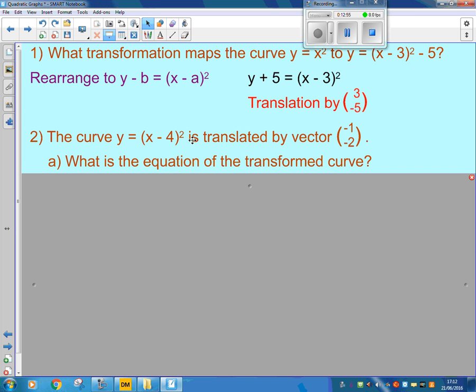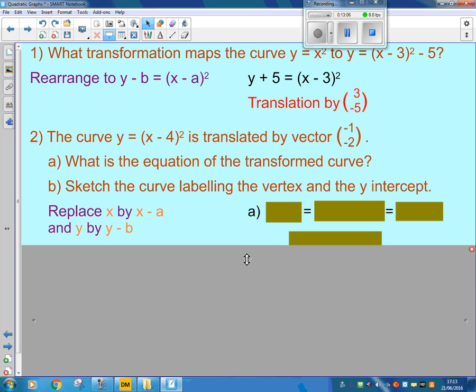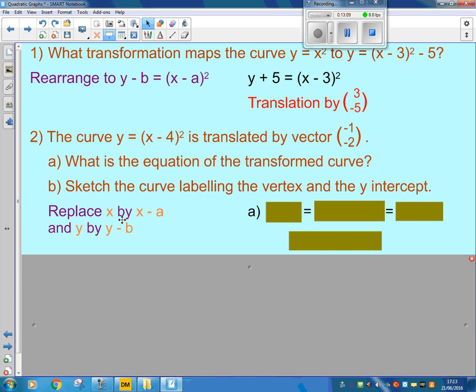Next one. The curve y equals x minus 4 all squared is translated by vector (minus 1, minus 2). What's the equation of the transformed curve? And then we're going to do a sketch. Let's do the first bit. We have got to replace x by x minus a, so you replace the x by x minus minus 1, which is x plus 1. You replace the y by y minus b, so you replace the y by y minus minus 2, which is y plus 2. So the y turns into y plus 2, and the x turns into x plus 1.